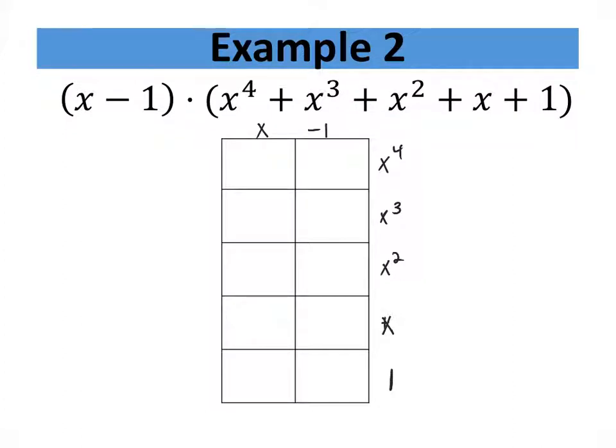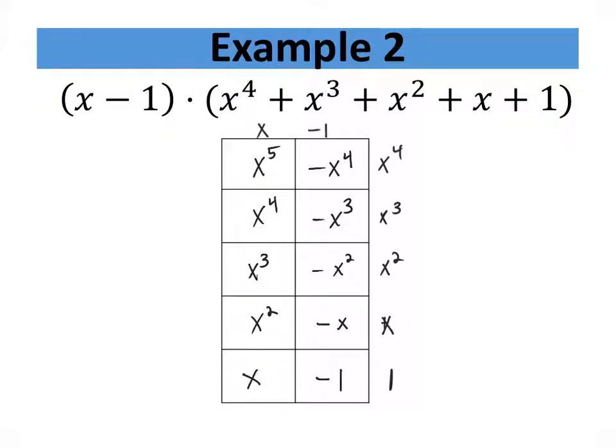And then I'm going to start filling these out, and hopefully we catch a pattern here. See if you can catch the pattern before I mention it. x to the power of 5, negative x to the power of 4. x to the power of 4, negative x to the power of 3. x to the power of 3, negative x to the power of 2. x to the power of 2, negative x, x, and negative 1. Did you see it?